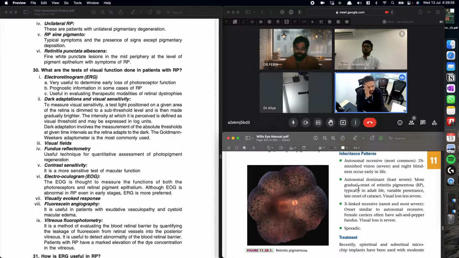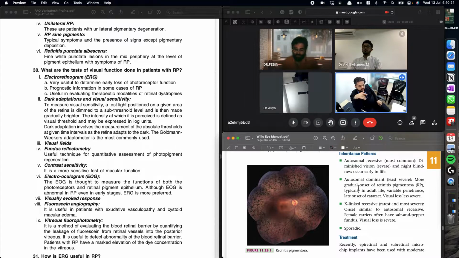Okay. So now, having gone through an exhaustive approach with this mode of inheritance, I would have to repeat once again. There are three modes of inheritance that you should know. One is autosomal recessive, which is the most common. Autosomal dominant is the mildest. X-linked recessive is the most severe.